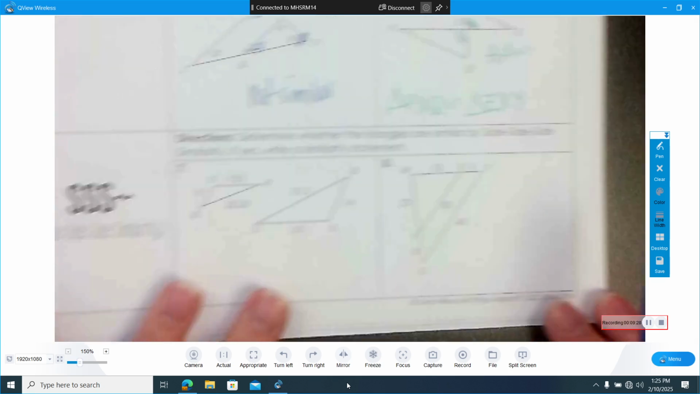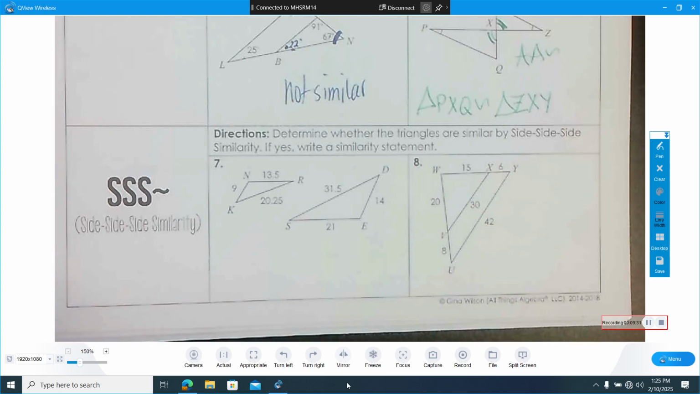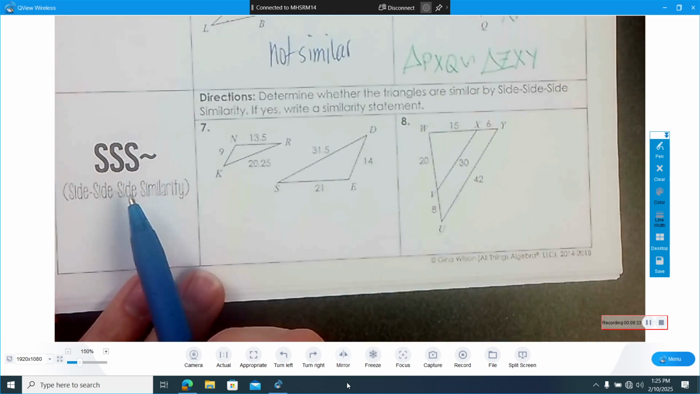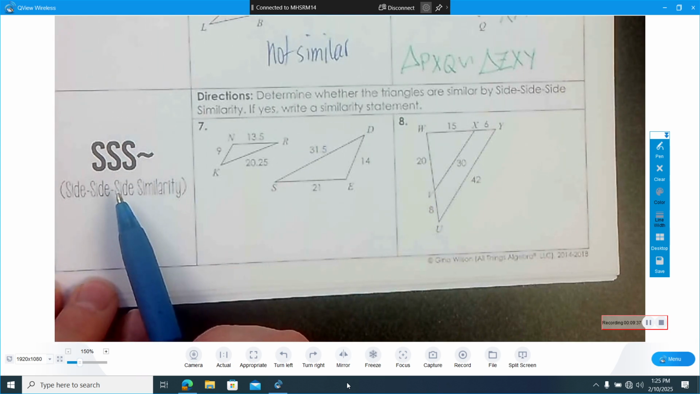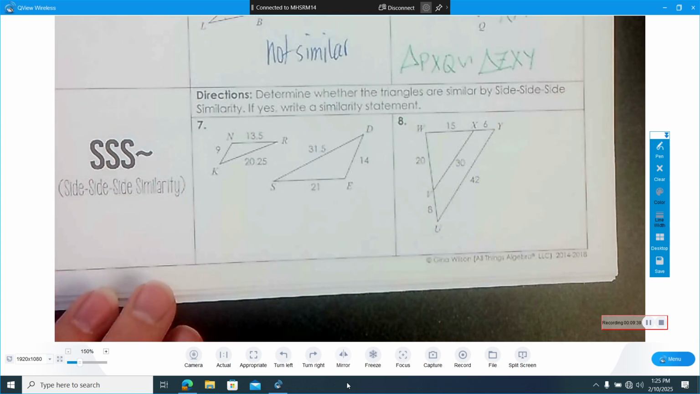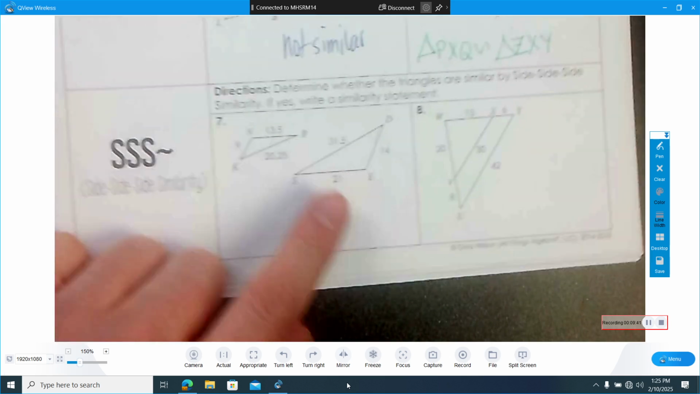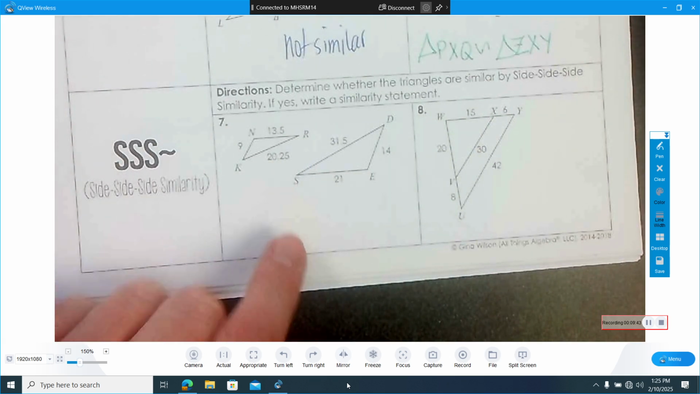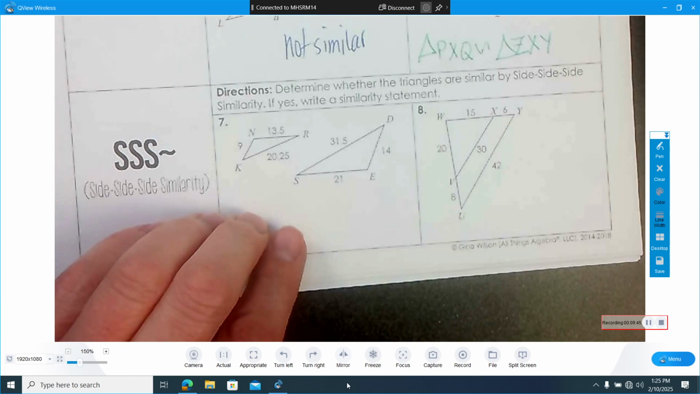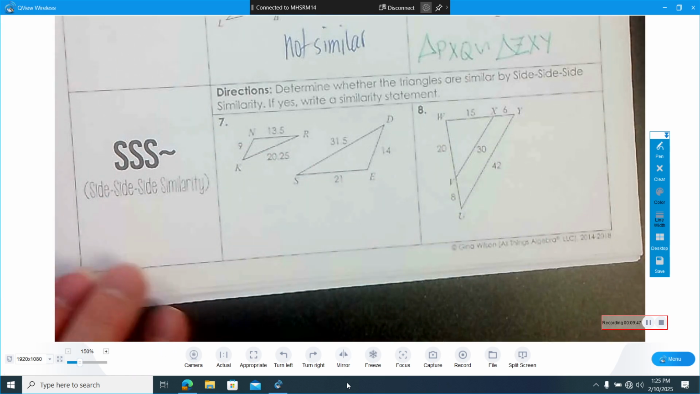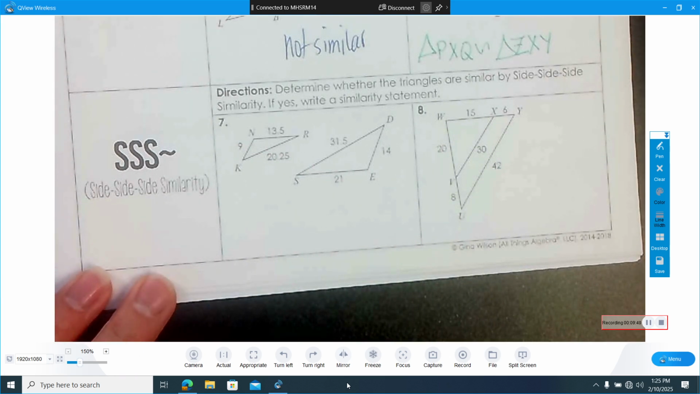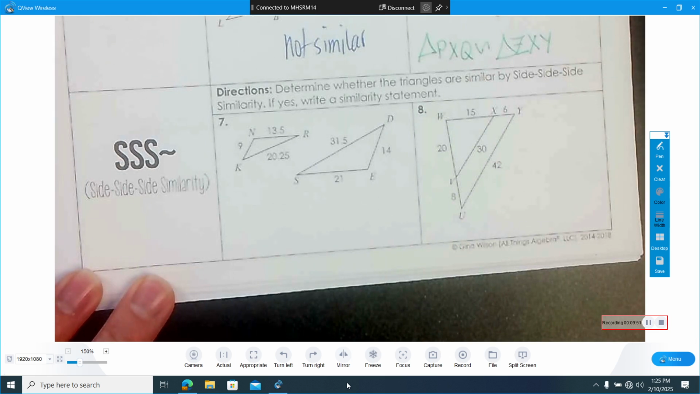So we also have another shortcut method here. Side similarity. So similar figures. Are the triangles going to have congruent side lengths? No, they're not, because they're not congruent triangles. However, the sides should be proportional.